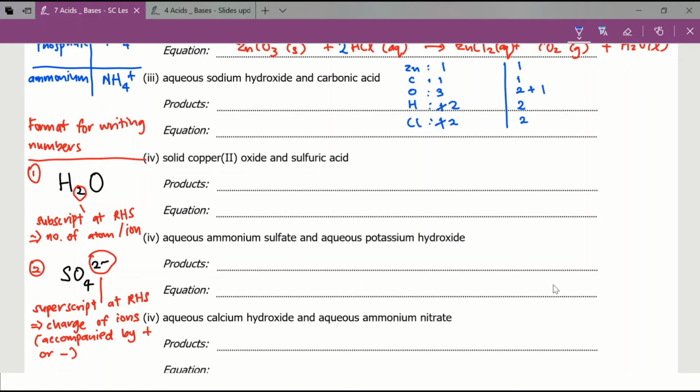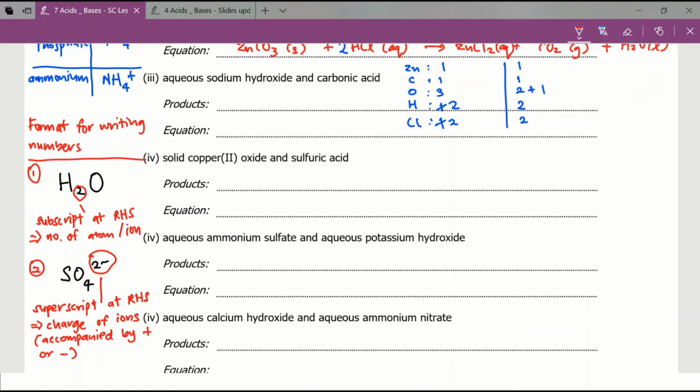I will probably just do one more with you, and the rest of it you can try on your own. Okay, and I will give you the answer so that you can check your answer. Okay, so let's try number 4. For number 4, we have aqueous ammonium sulfate.